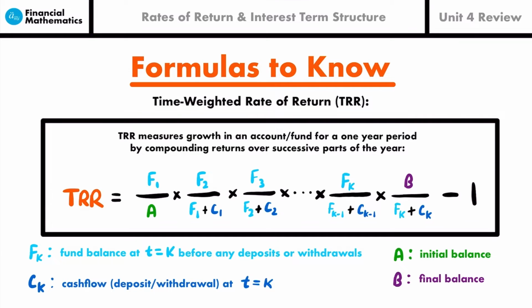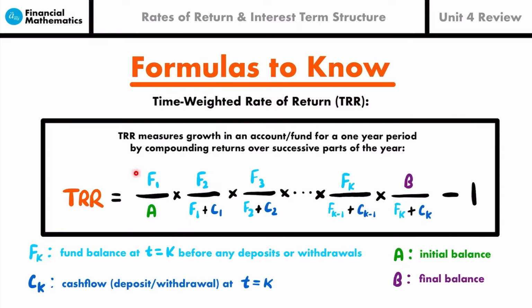And it's important to remember that you are subtracting 1 from all of this, right? You want to multiply all of these fractions together, then subtract 1. You don't just subtract 1 from the last fraction, you subtract it from all of these fractions multiplied together.